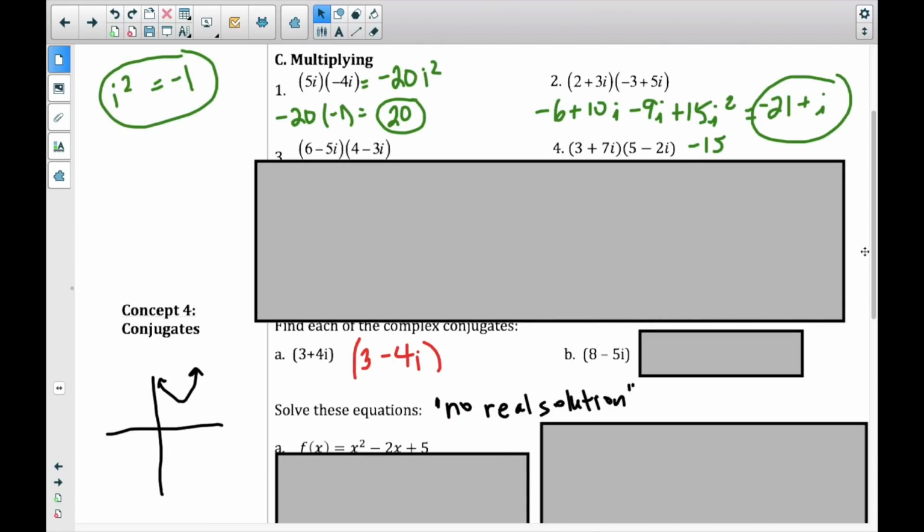These next two examples are going to be similar. So why don't you take a minute right now to multiply out number 3 and see what you get when you multiply that out.